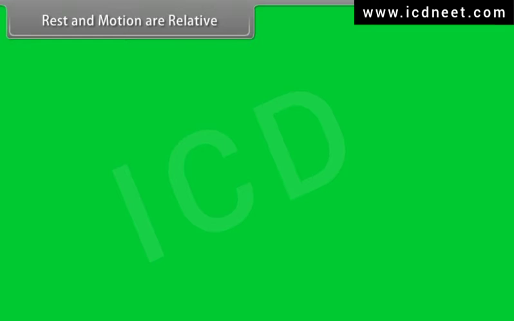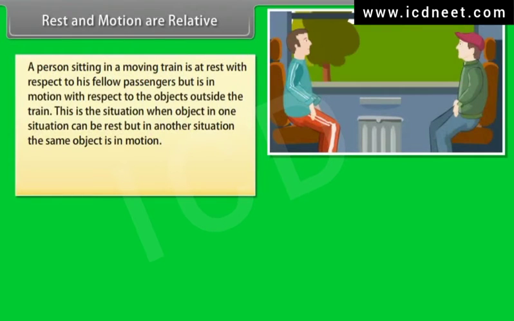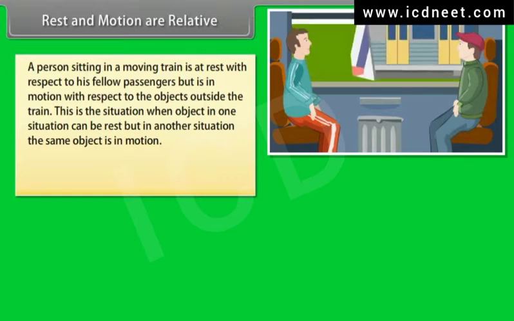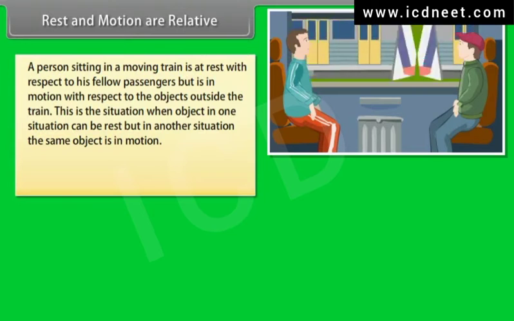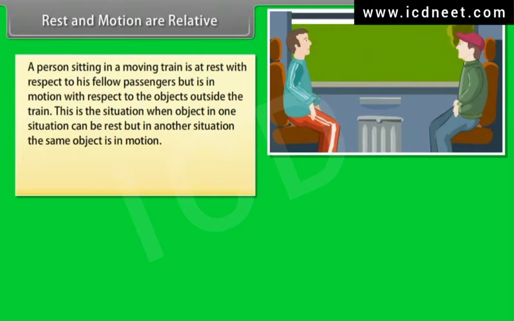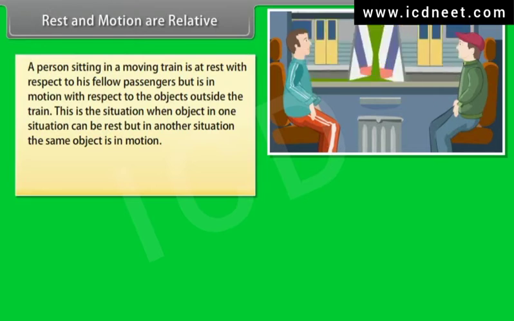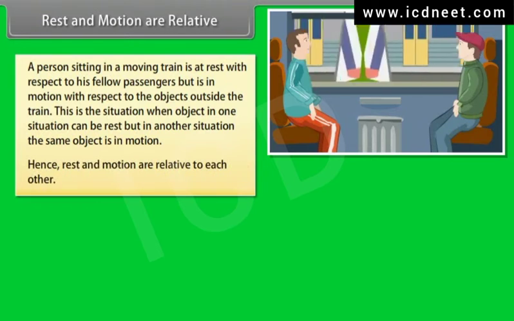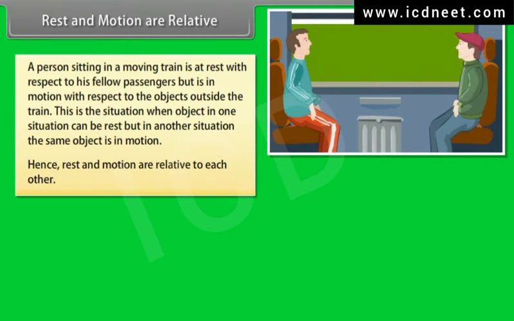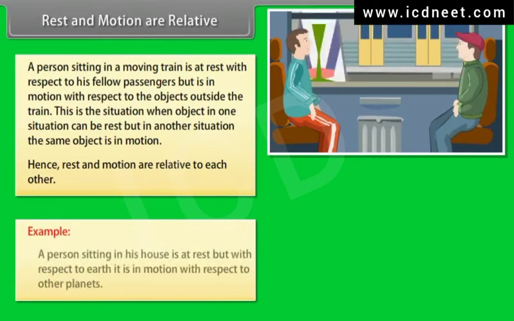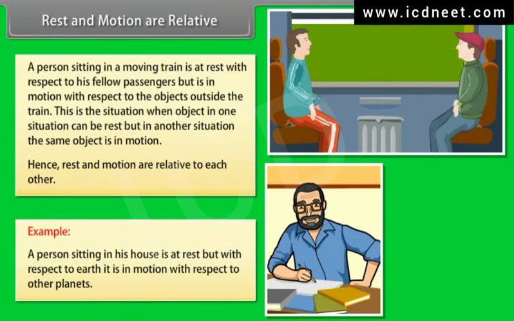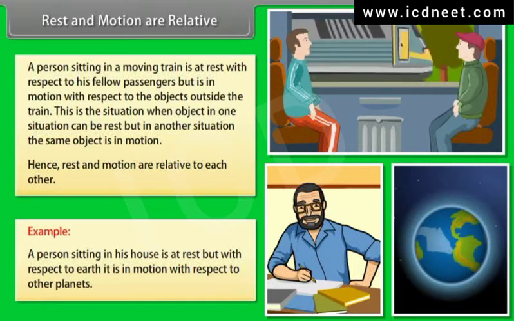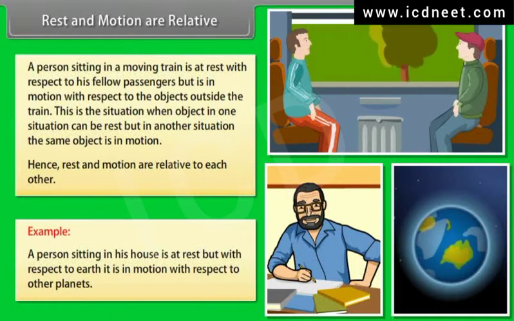Rest and motion are relative. A person sitting in a moving train is at rest with respect to his fellow passengers, but is in motion with respect to the objects outside the train. This is the situation when an object in one situation can be at rest, but in another situation the same object is in motion. Hence, rest and motion are relative to each other. Example. A person sitting in his house is at rest, but is in motion with respect to Earth and other planets.